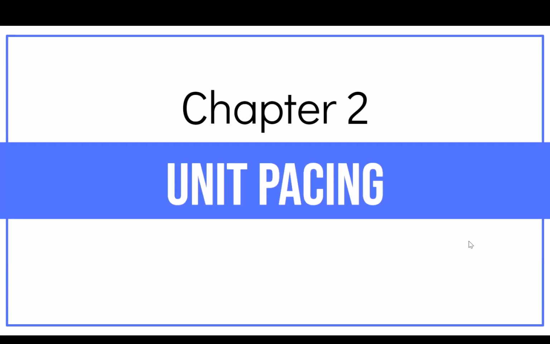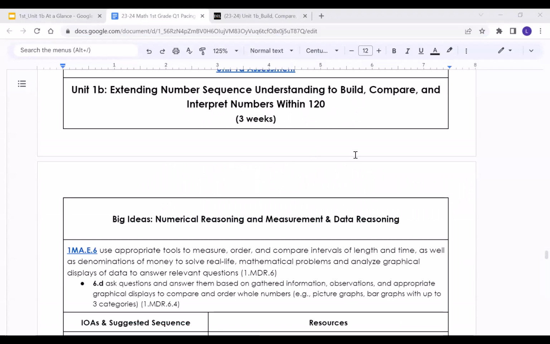Now, let's look at the pacing guide to see how the AKS and IOAs have been paced out over the course of Unit 1B. In this top portion of the pacing guide, we see the name of the unit, the big ideas for the unit, and the suggested pacing. Unit 1B will focus on numerical reasoning and measurement and data reasoning. The suggested pacing for the unit is about 3 weeks.